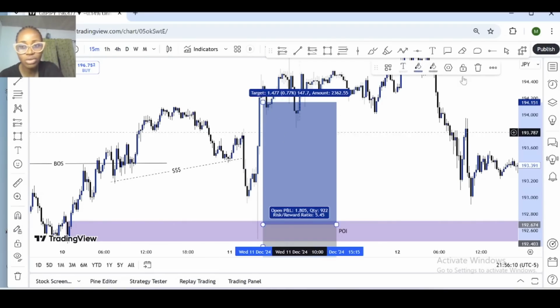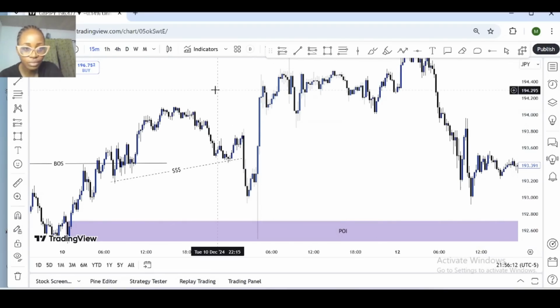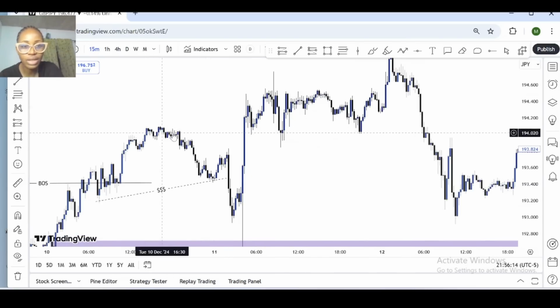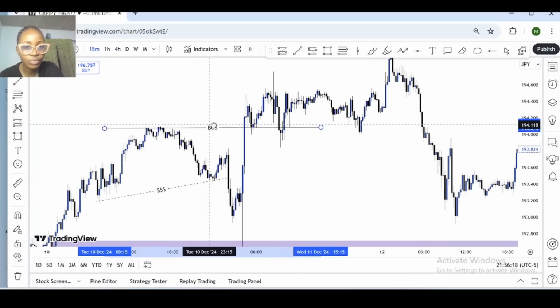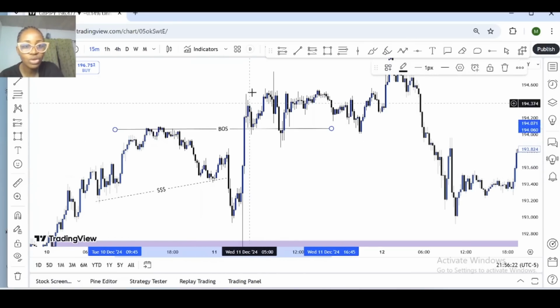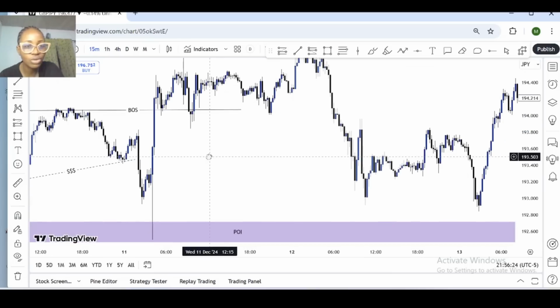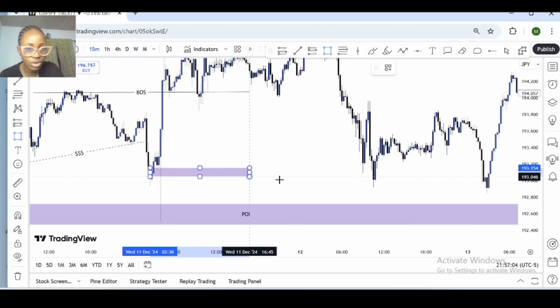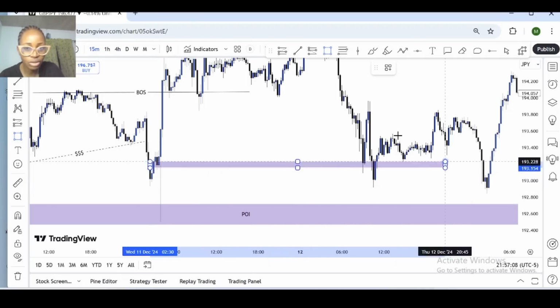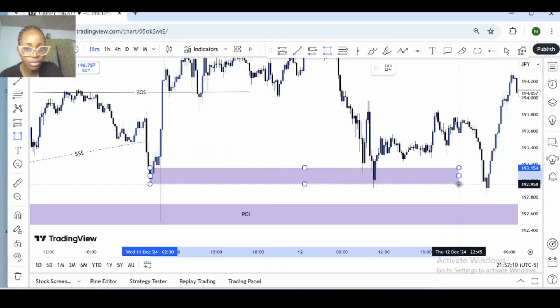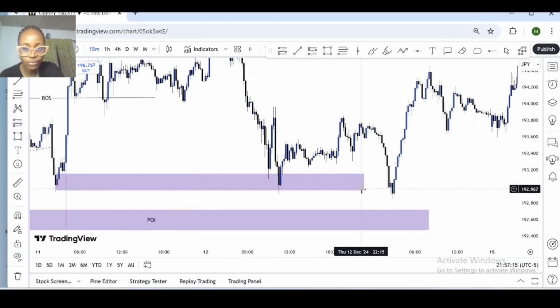Okay, now let's take this off and look for another one. So now we've gotten another break of structure here. Let me bring this one here. So this point now becomes a new break of structure. The next thing I will look out for is the origin that caused the break of structure, is this one here, right? This point here is my point of interest.